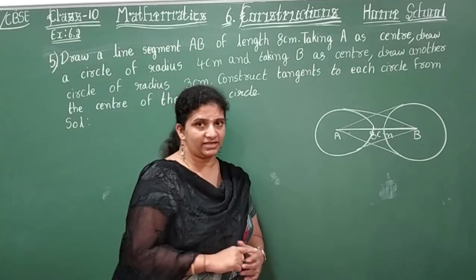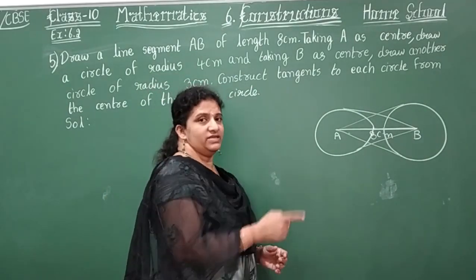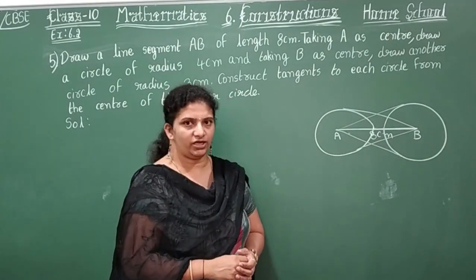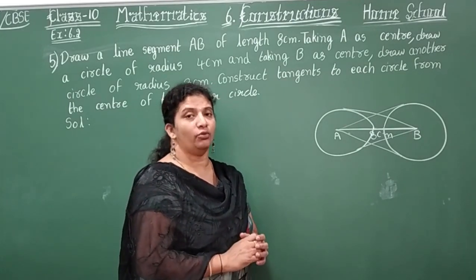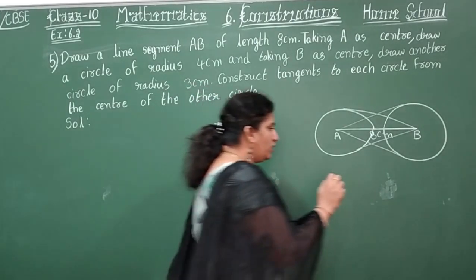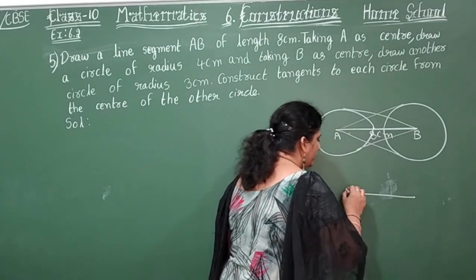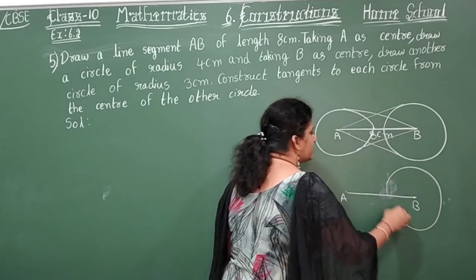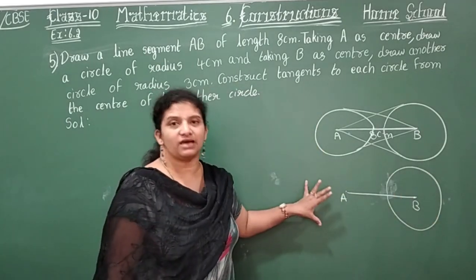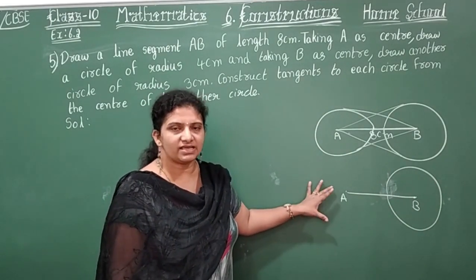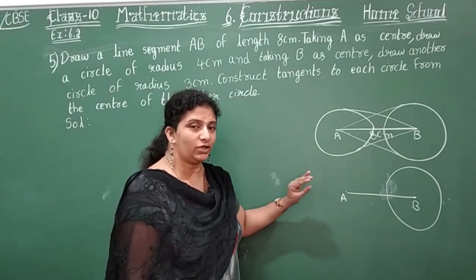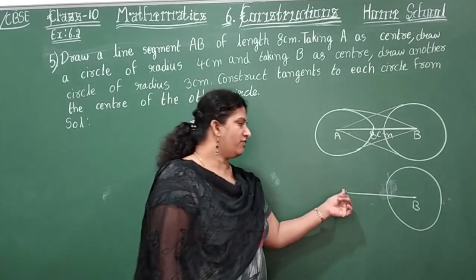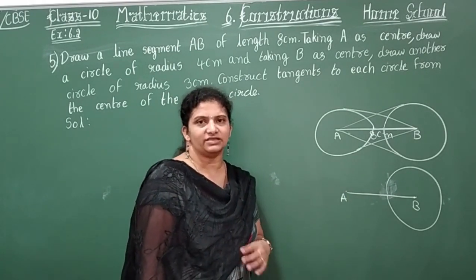Draw the perpendicular bisector, draw a semicircle touching the circle, and from that point to the other circle's center we need to draw. But how to do it? How do you start? When you want to draw tangents for circle B, you forget about circle A. Forget in the sense, in your book it will be there, but you don't see the circle. You have to see only this one. So if you see from point A how to draw the tangent, it is the same method.